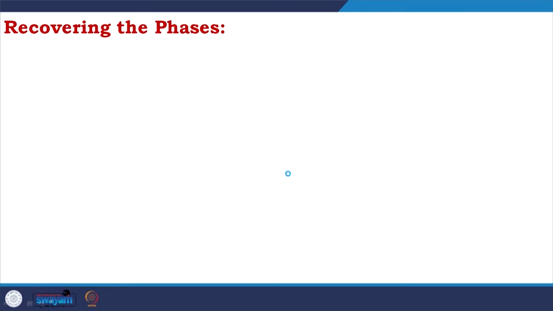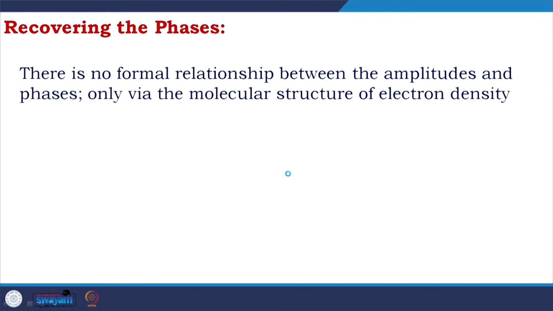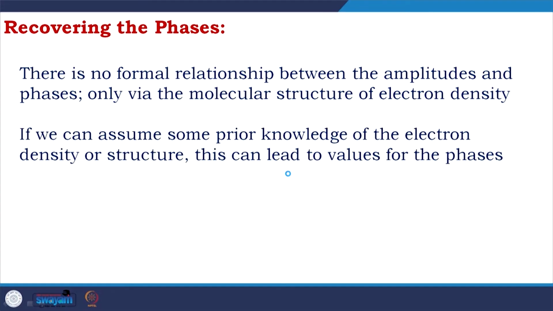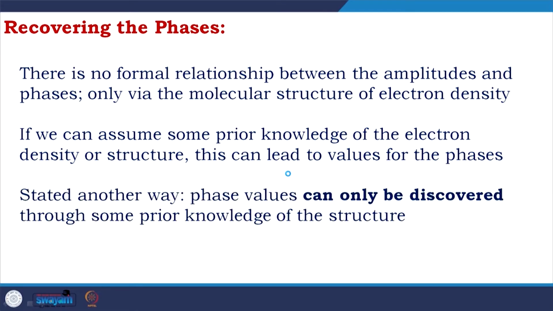So, as we are continuously talking about how to solve the phase problem, how to recover the phase? There is actually no formal relationship between the amplitude and the phases, but only via the molecular structure of electron density. If we can assume some prior knowledge of the electron density or structure, this can lead to the values of the phases. So, phase values can only be discovered through some prior knowledge of the structure.